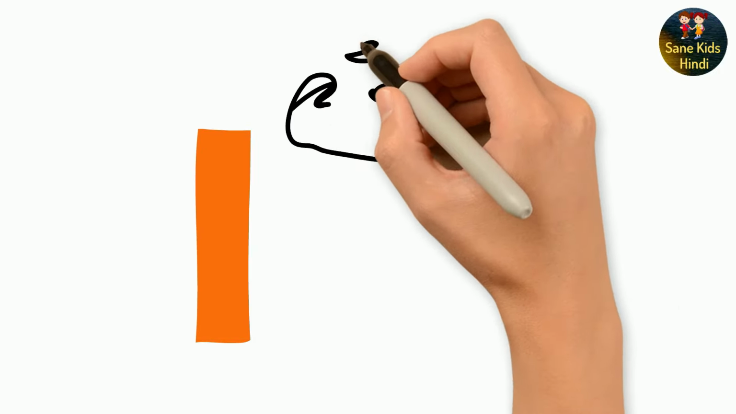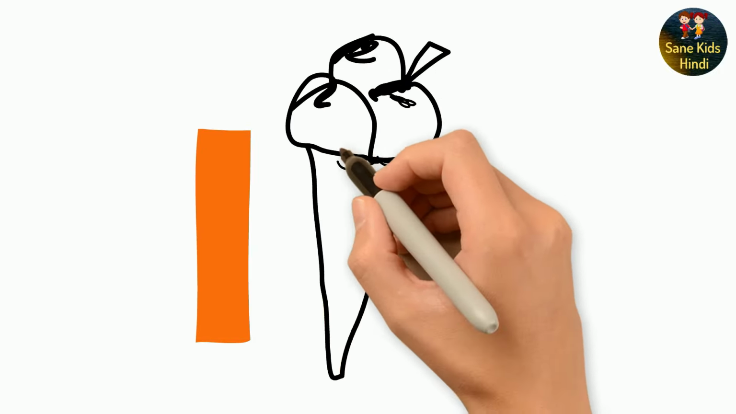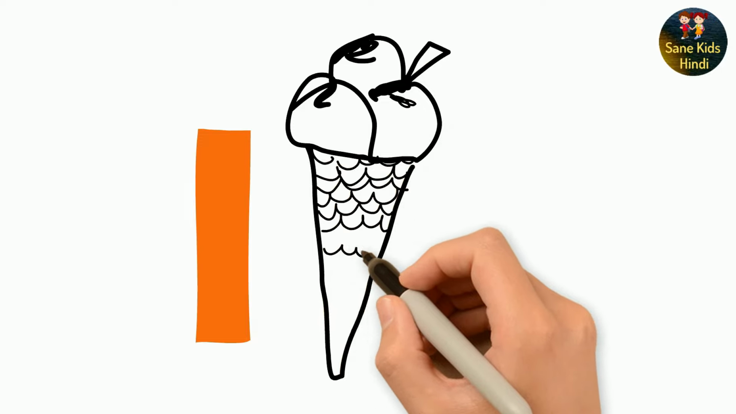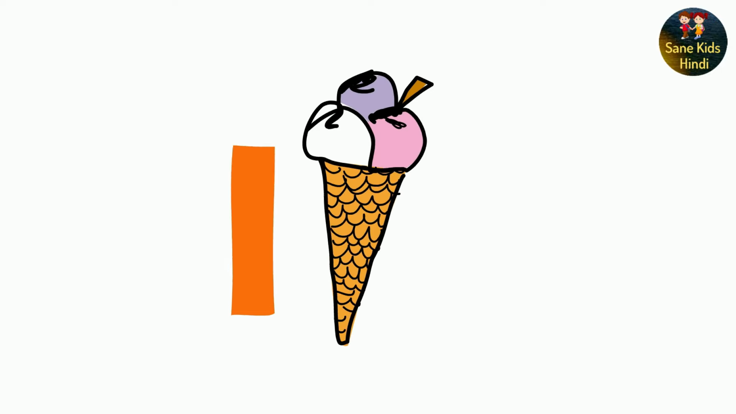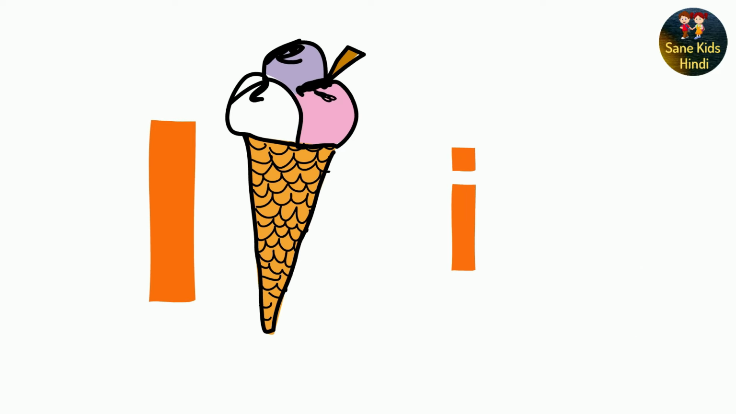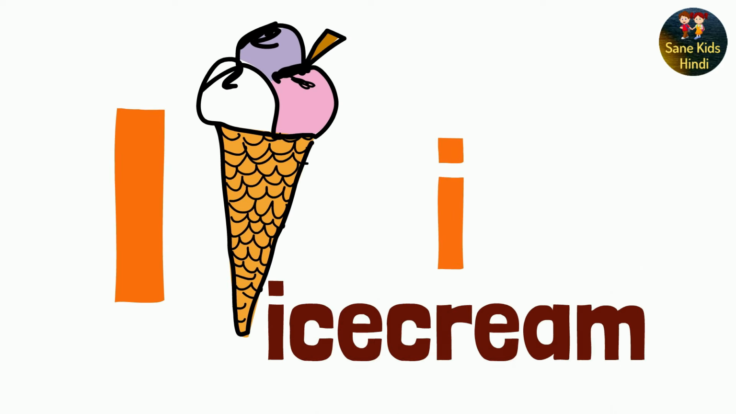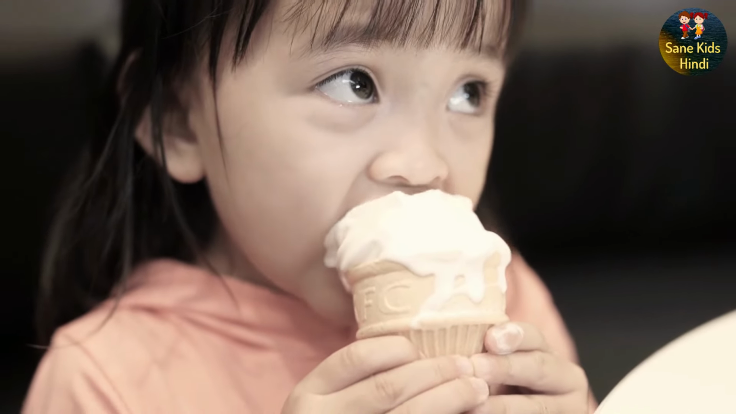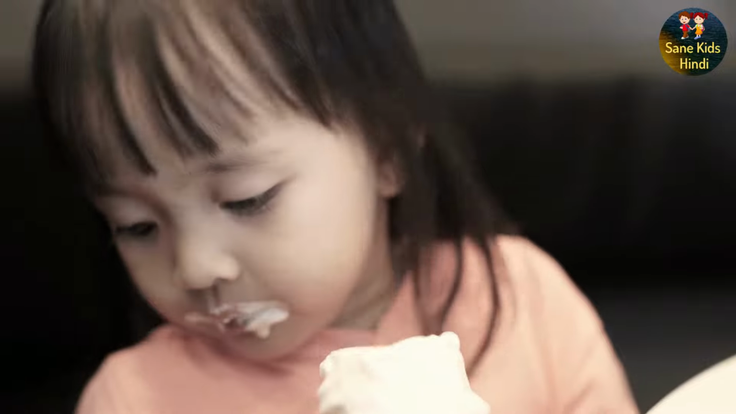I for ice cream. A, B, C, D, E, F, G. I for ice cream. Q, R, S, T, U, V, W, X. Say with me, ice cream.